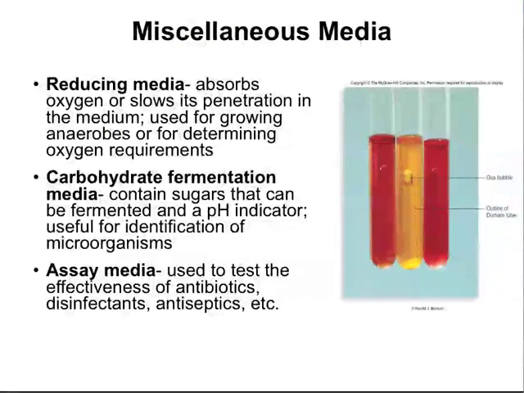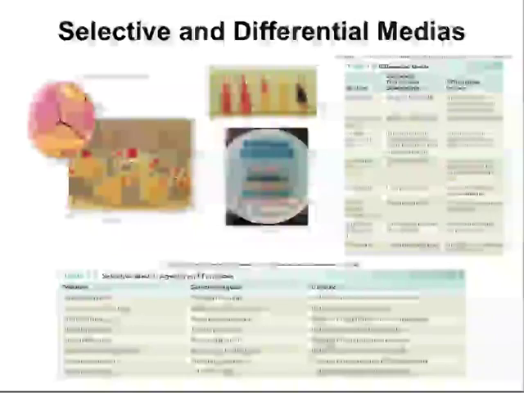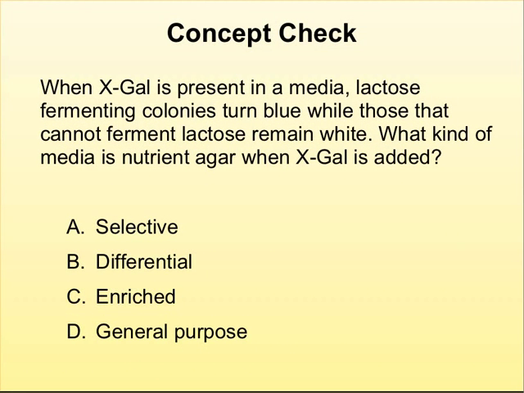So that's a whole lot of different types of media that we've considered. Remember, there are well over 500 types, so it's better for us to just categorize them in these 3 different ways. We looked at the physical state, chemical composition, and functional type. You can use this table 3.1 as a nice guide to help you think about the different types of media available. Let's take a quick concept check.